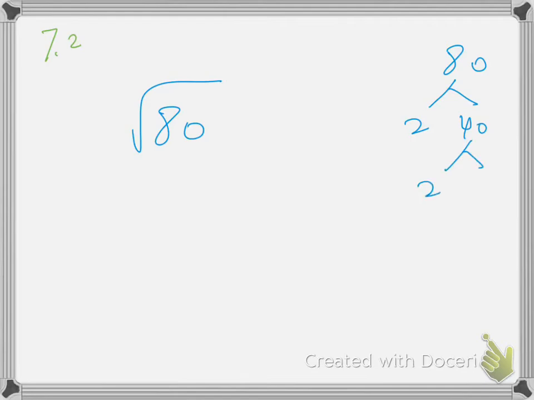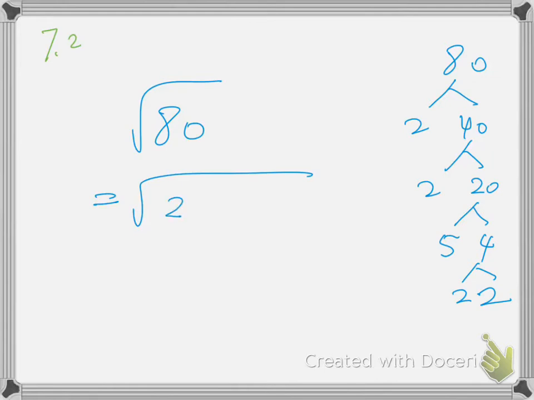Okay, so now let's talk about some questions in 7.2. So radical 80. So what is 80? We split it: 2 times 40, 2 times 20, 5 times 4, and then 2 times 2. So 80 is 2 to the 4th power times 5.